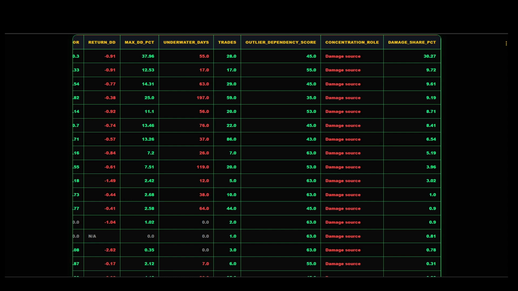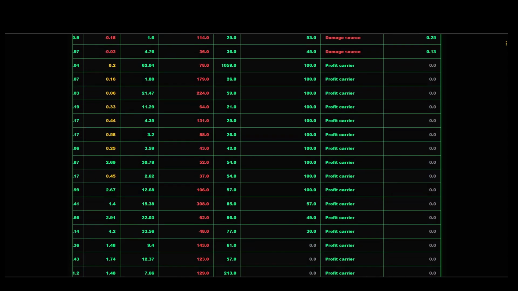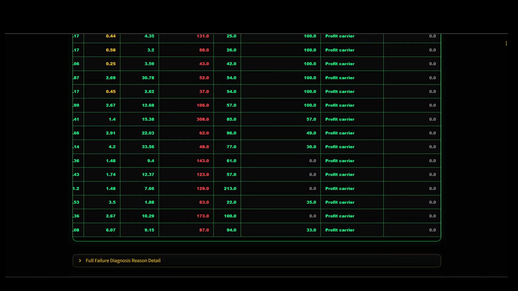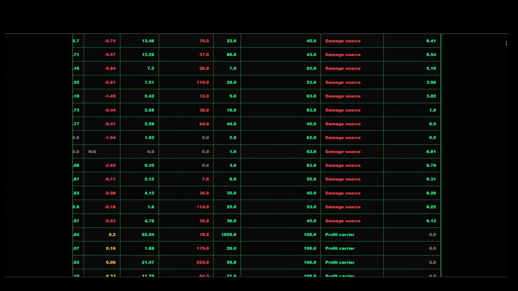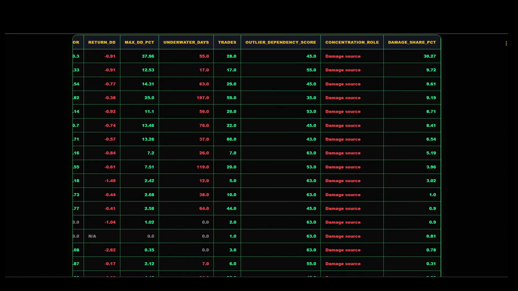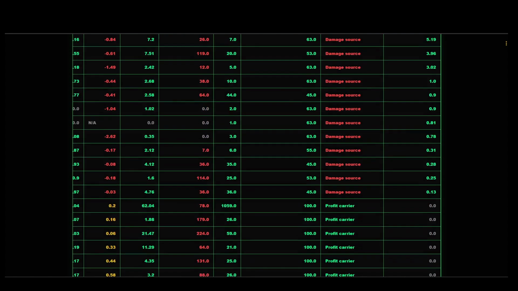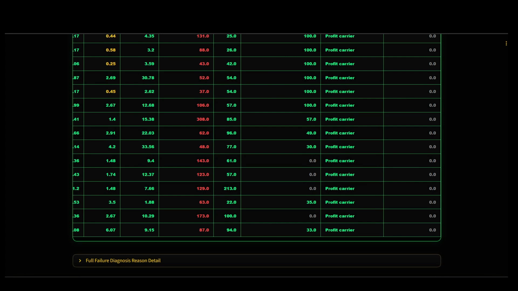But lower in the workflow, another category starts appearing. Profit carriers. These robots are no longer acting as structural damage sources. Instead, they become the systems carrying large parts of the portfolio's positive performance. However, the workflow still does not blindly trust profitability alone. Even profitable robots continue being stress tested through underwater duration, drawdown structure, trade count stability, outlier dependency, and concentration dominance. Because a robot can still produce strong profits while remaining structurally fragile underneath.